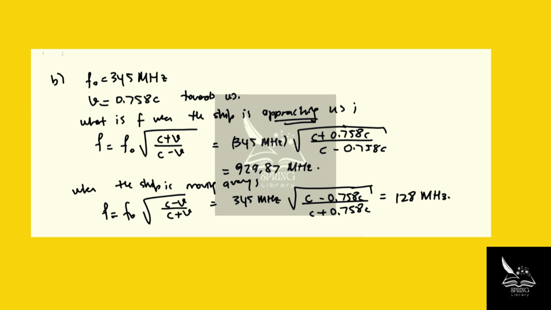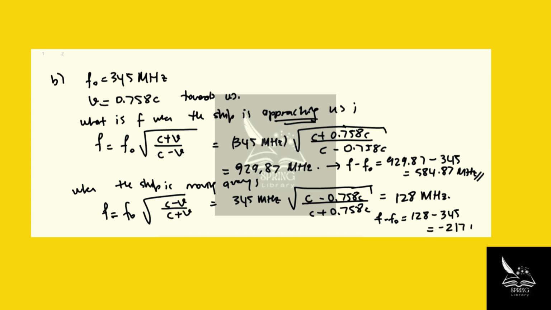Now we're still solving part B. There are several questions listed in part B. In either case, we want to calculate the shift, F minus F naught. Again, F naught is 345. 929.87 minus 345 is how we calculate the shift. For the first case, it's 584.87 megahertz. And for this case, F minus F naught is going to be negative, actually: 128 minus 345. That is negative 217 megahertz, right?